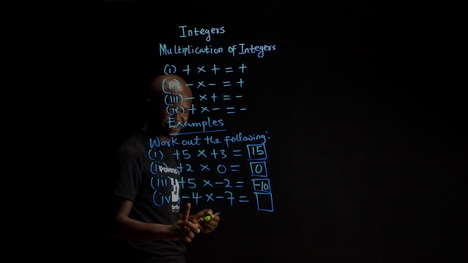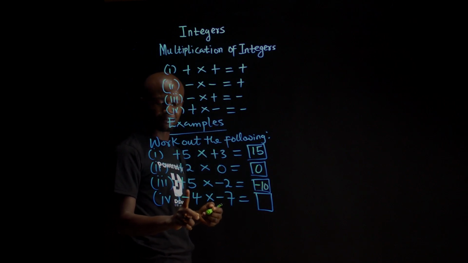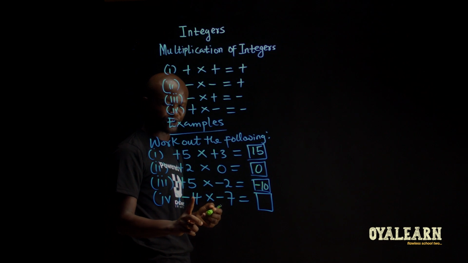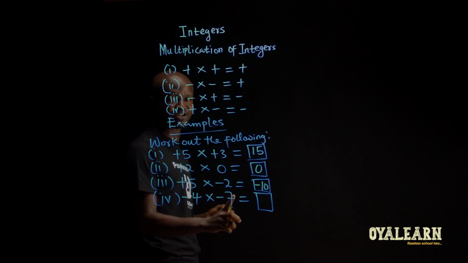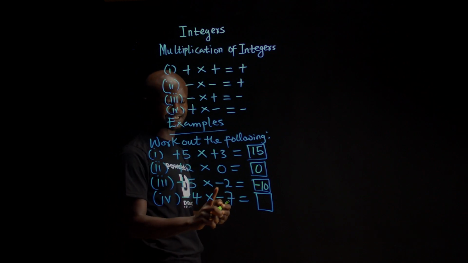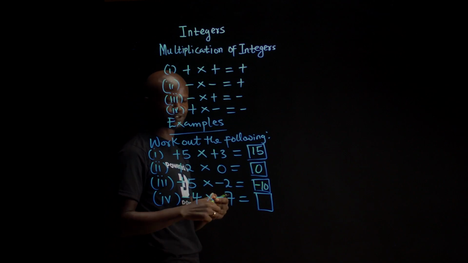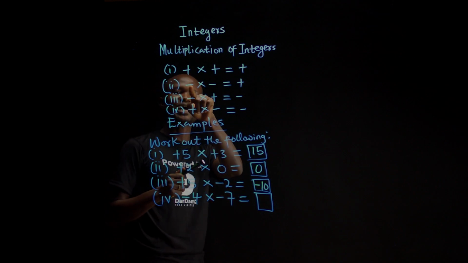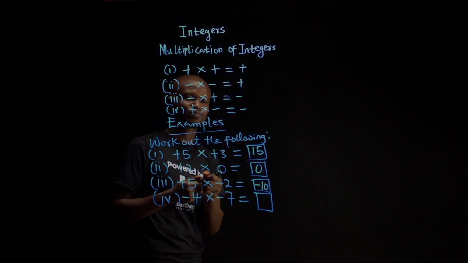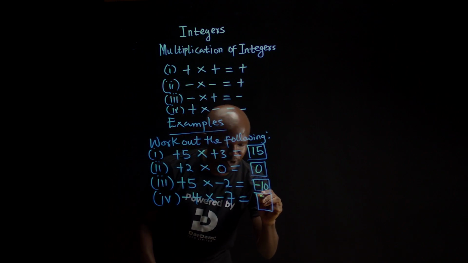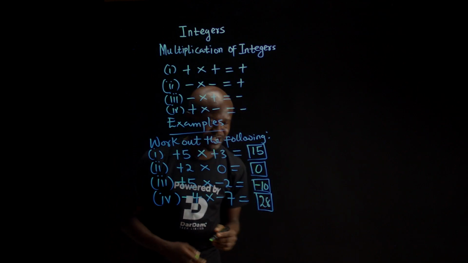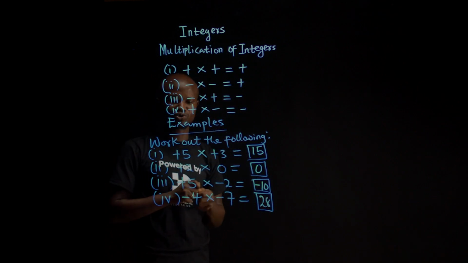And here is a different case. We have minus 4 times minus 7. So minus times minus, what do we have here? That's plus. From the rule, minus times minus, that is plus. So we have here plus 28. That is 4 times 7, that's 28. So that's the solution to that problem.